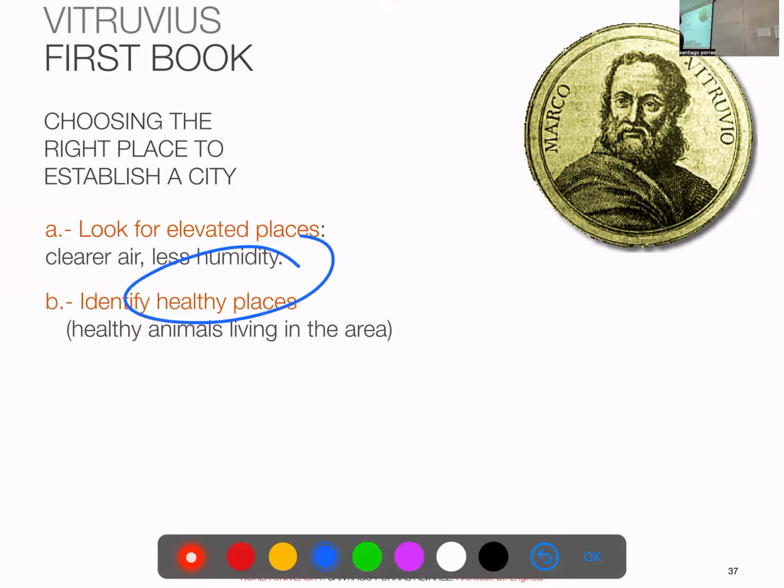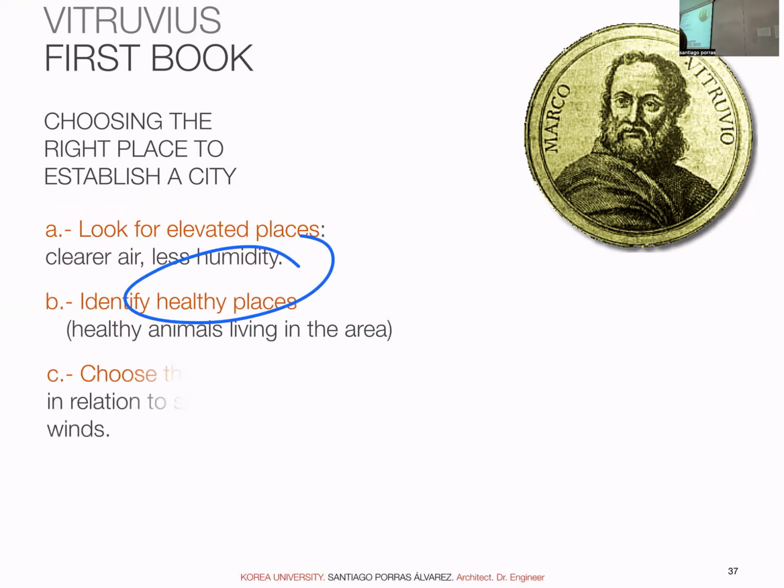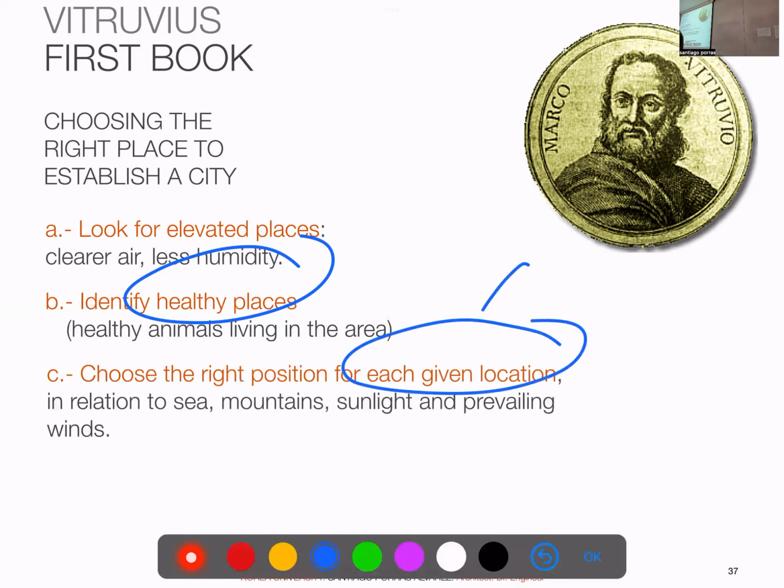And it was interesting. They would sacrifice animals and watch their liver. If the liver was healthy, they would think the water and the vegetables were okay. So they would think it's a proper place for living, right? And finally, the position for each given location. So they were aware that each site is different. You know, they would have first the military settlement, and they would wait 10, 20, 30, 50 years until the city would expand. So they have time to understand the climate and to make adjustments and to then make the city. And this is why Roman cities were so successful.